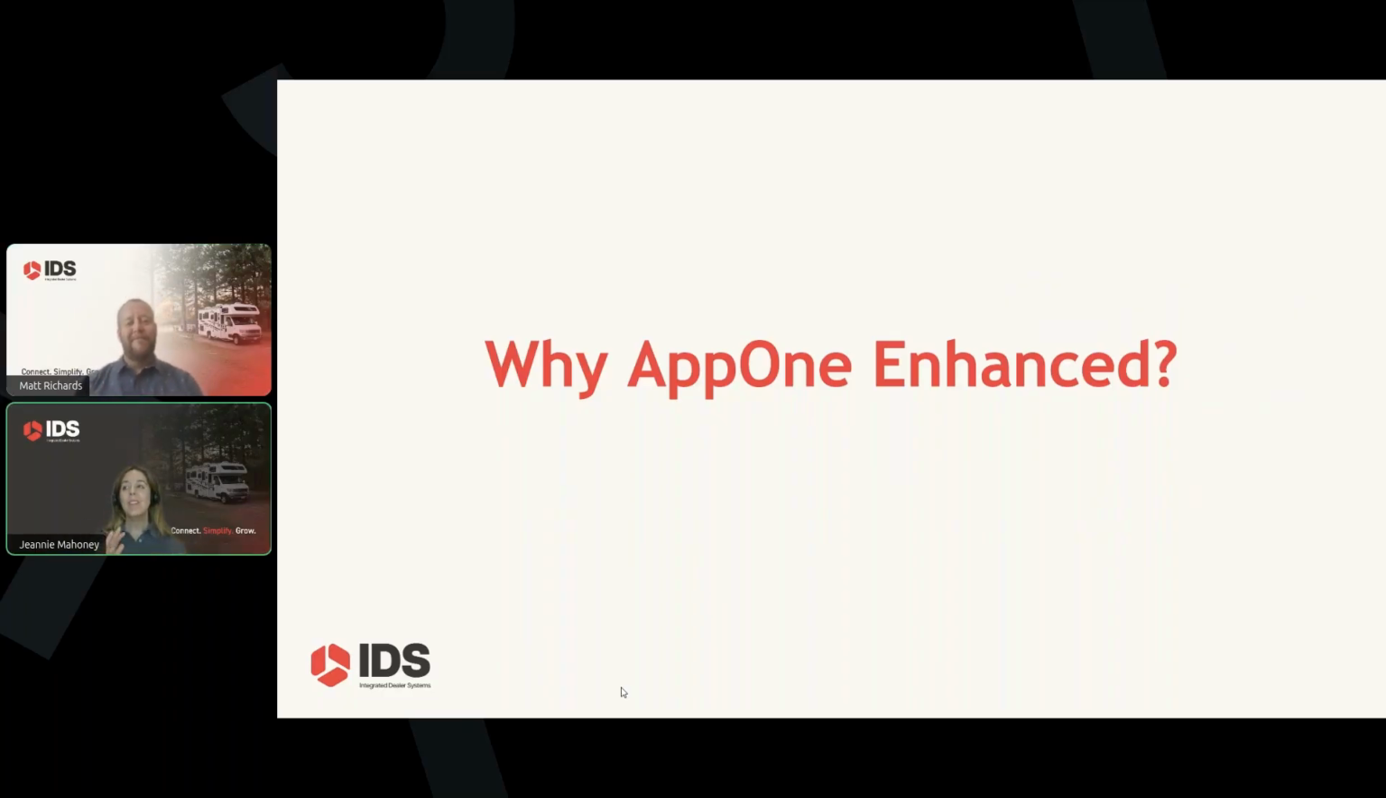So with this new AppOne Enhanced integration, we now have a true two-way data flow. It was designed to keep maximum flexibility to allow for dealers to choose the workflow that works best for their process. So whether they want to start in IDS, whether they want to start it in AppOne, and then have any updates made in either platform flow back and forth between the two.